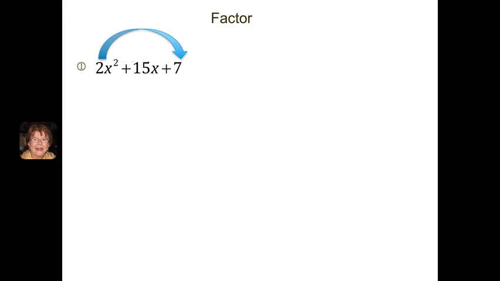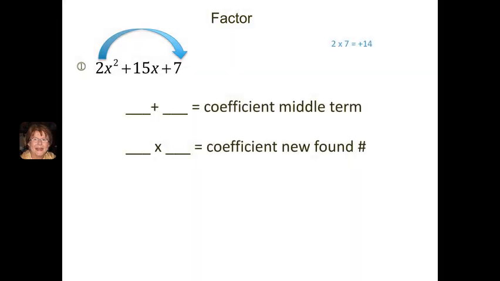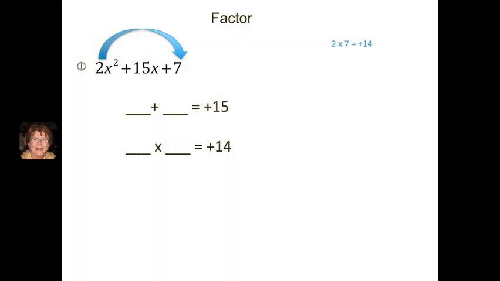You've got to multiply that first coefficient by the last coefficient. That will give you positive 14. Then think of 2 numbers. When multiplied together, give you the coefficient of that newfound number, positive 14. And when added, give you the coefficient of the middle term, which is 15. Can you find those 2 numbers from what you've learned about finding 2 numbers in the easy trinomials?